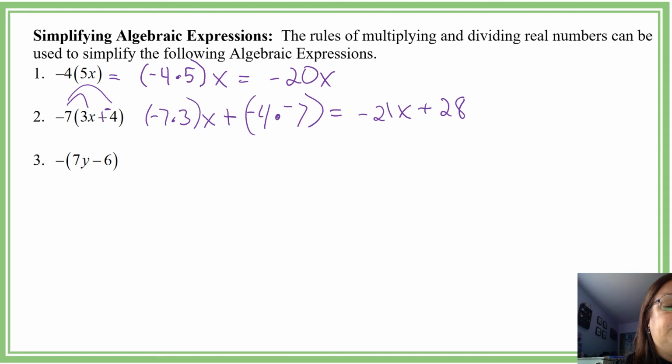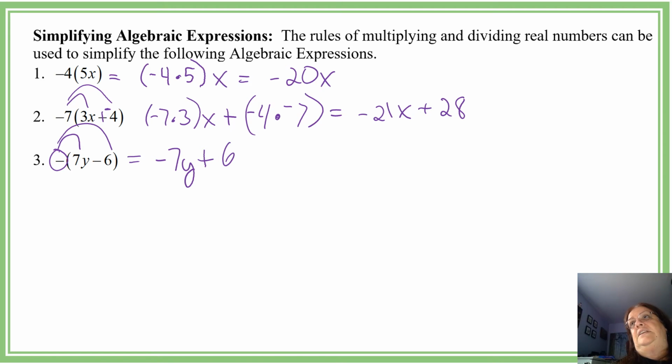All right, on this one, this looks kind of funny. What you have to do is think of this as a -1, and so I have to distribute it. So what that's going to do is change all my signs. Because I have -6 times -1 is a +6.